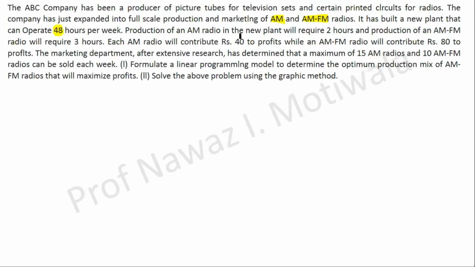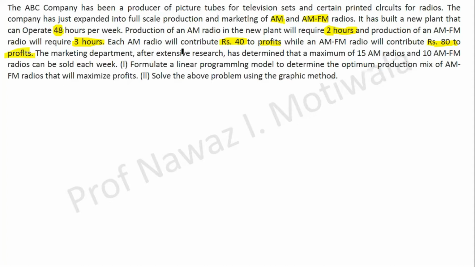Production of an AM radio in the new plant will require 2 hours and production of an AM/FM radio will require 3 hours. So production times for AM and AM/FM radios are given. Similarly, each AM radio will contribute rupees 40 to the profit, while each AM/FM radio will contribute rupees 80 to the profit. So these are the key data which we want to extract from the given statements.